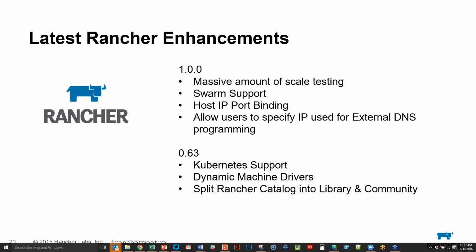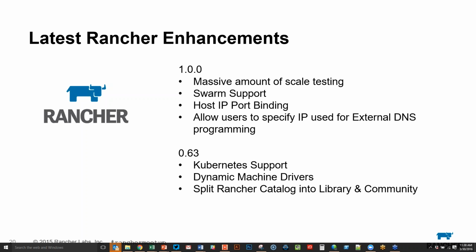Dynamic machine drivers is actually a pretty big feature. Docker Machine 0.6, I believe, or maybe it was 0.5, added support for actual external plugins. So now what you can do is go into the admin section and register a new plugin for Docker Machine. This allows you to add new drivers to the add host screen without any change on the Rancher part. And then the last thing was just splitting the catalog into library and community.